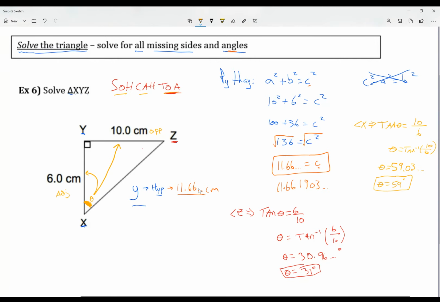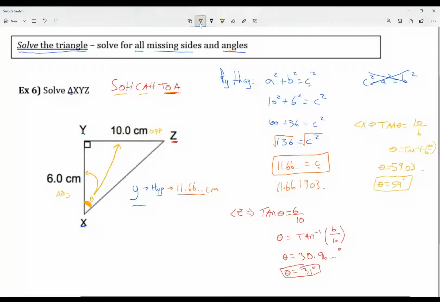Now, I'm going to ask you a question to go back on your previous knowledge of triangles here. Does the answer of 59 degrees for X and 31 degrees for Z make sense? Well, I'm going to prove to you that yes, it does make sense. The question is, what is the sum of all angles in a triangle? In other words, if I were to take X and Z and Y and add them together, what should I get? Well, I should get 180 degrees.